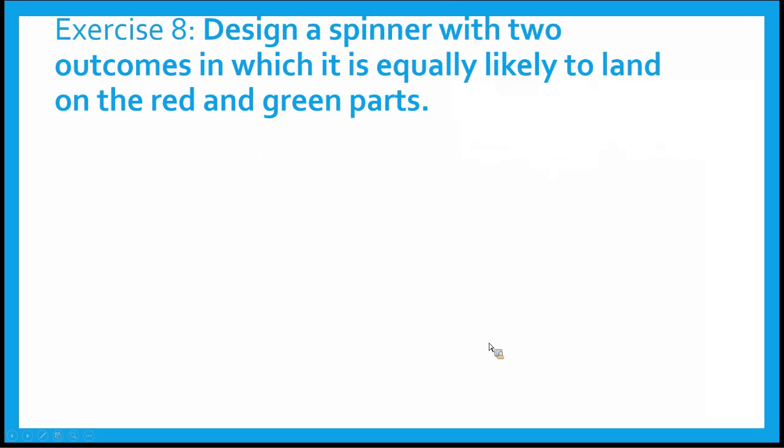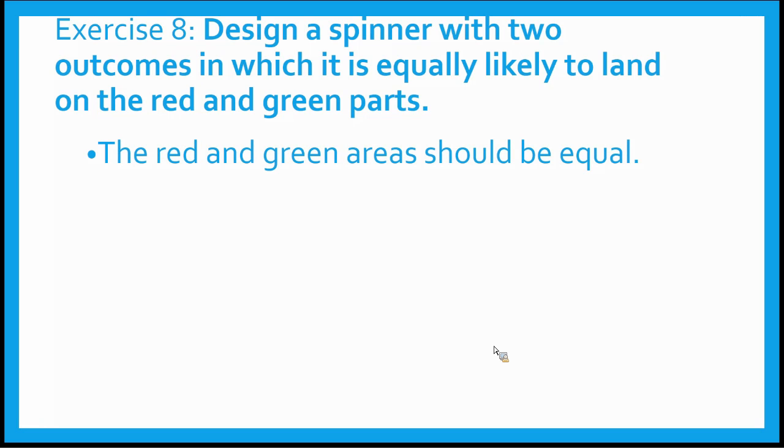Exercise 8. Design a spinner with 2 outcomes in which it is equally likely to land on the red and green parts. Okay, so we want equally likely. The red and green areas should be equal. So we draw our circle. It should be green is half of it, red is the other half.